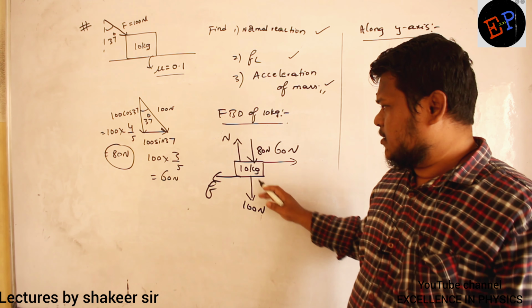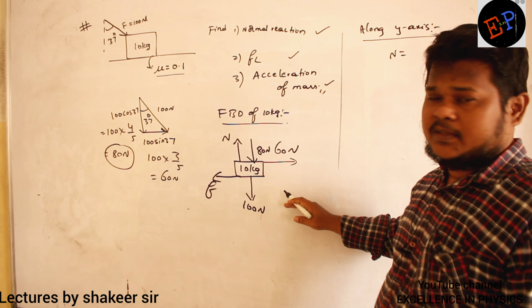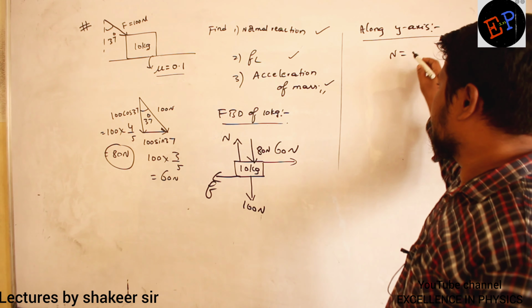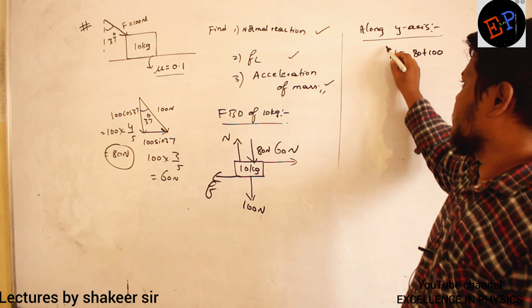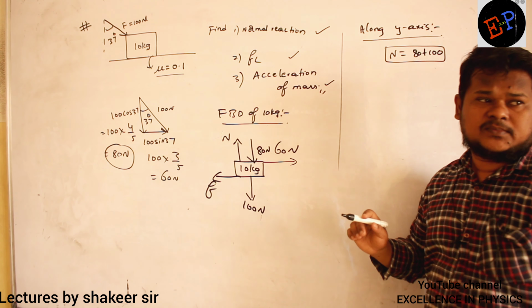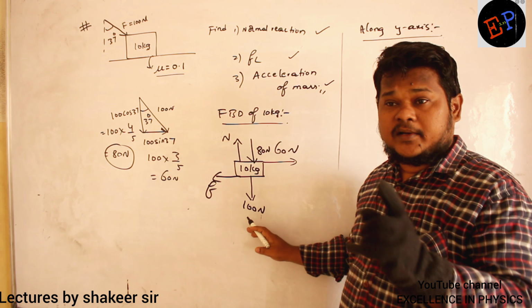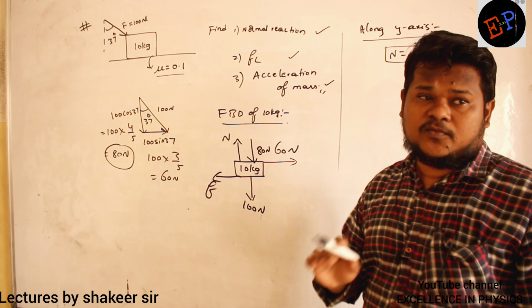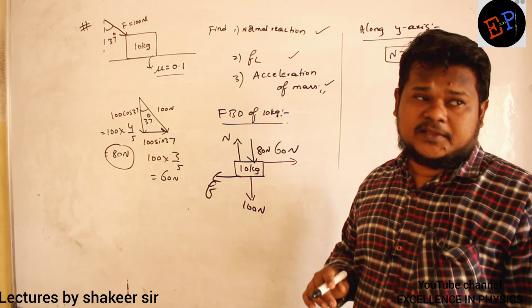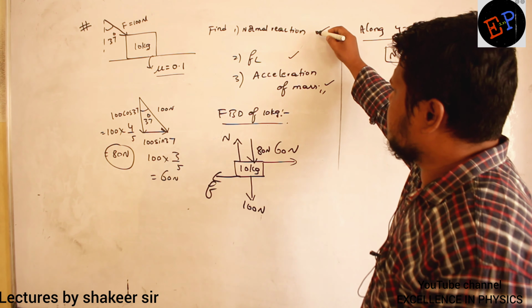What is the force acting in the upward direction? Normal reaction. Forces acting in the downward direction? 80 and 100. So therefore normal reaction is equal to 80 plus 100. Like this also you can see. So I calculated the normal reaction. In this condition, normal reaction is no longer 100. It is 100 plus 80, which is 180. So I have calculated the answer for the first one.